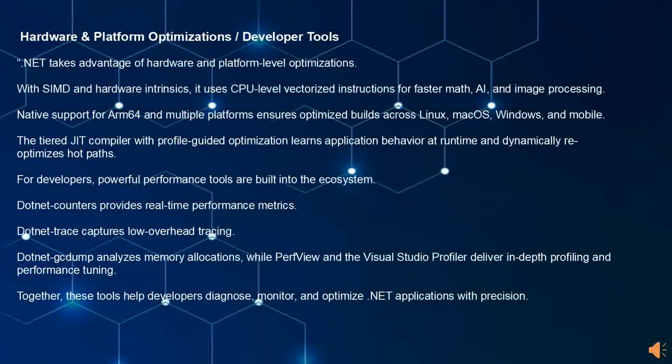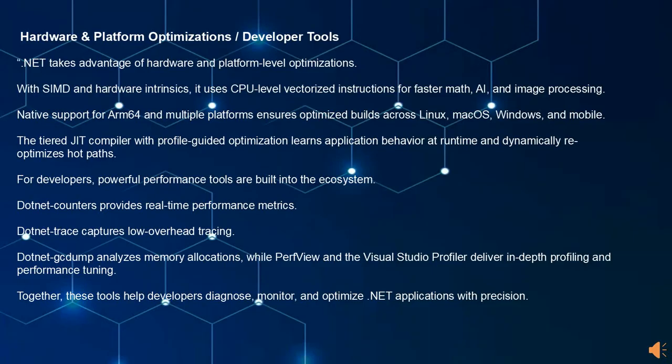.NET takes advantage of hardware and platform-level optimizations. With SIMD and hardware intrinsics, it uses CPU-level vectorized instructions for faster math, AI, and image processing. Native support for ARM64 and multiple platforms ensures optimized builds across Linux, macOS, Windows, and mobile. The tiered JIT compiler with profile-guided optimization learns application behavior at runtime and dynamically re-optimizes hot paths.